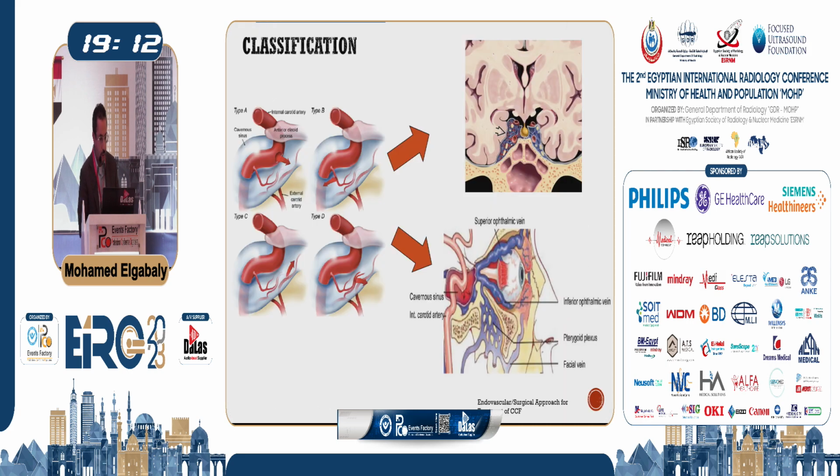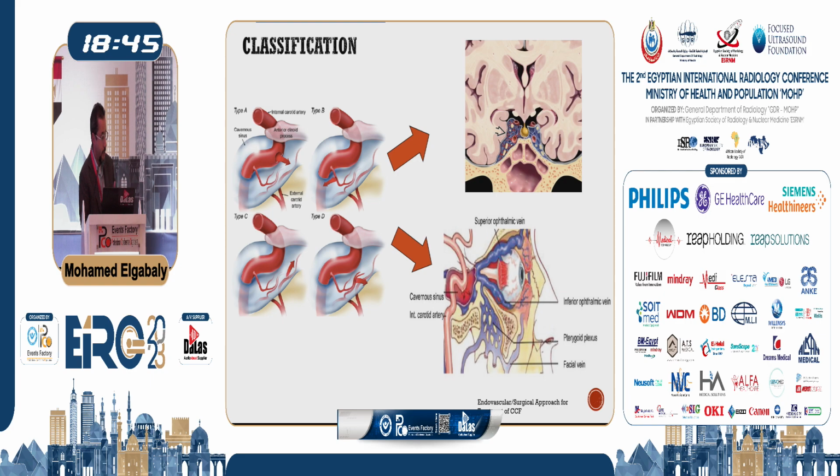So basically, the cavernous sinus is a contiguous series of venous lakes enclosed between two layers of the dura, and traversed by critical structures: the carotid artery and the cranial nerves, namely the trigeminal, the fourth, sixth, and third nerves.